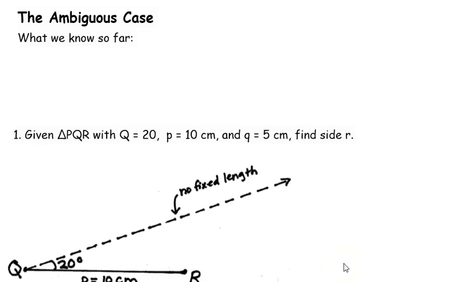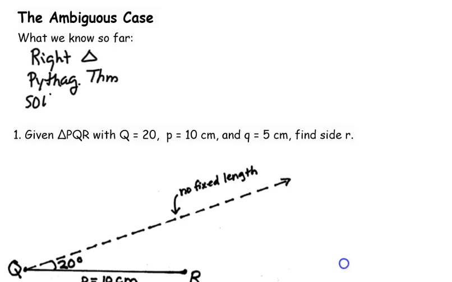What do we know so far about finding sides and angles of triangles? We know for a right triangle that we can use the Pythagorean theorem and SOHCAHTOA. Don't forget that even though we are working with oblique or non-right triangles right now, if you see a right triangle, you can still use the Pythagorean theorem and SOHCAHTOA.